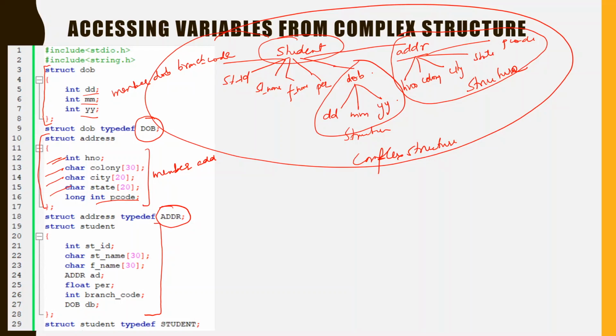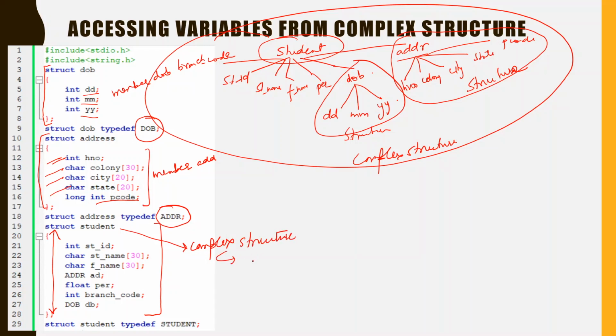Now our basic aim is to create the information about this student. Now this student is going to be taken as a complex structure. Why complex structure?